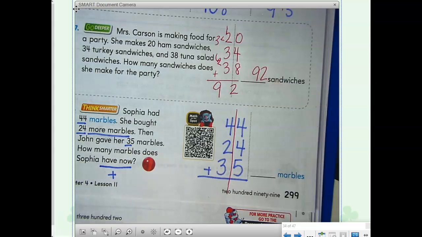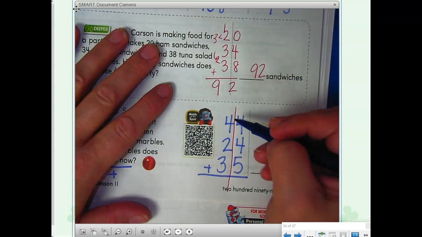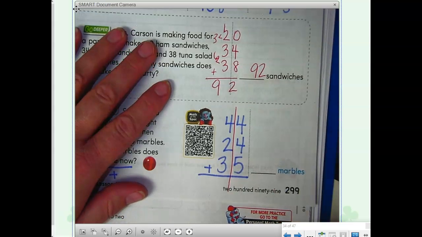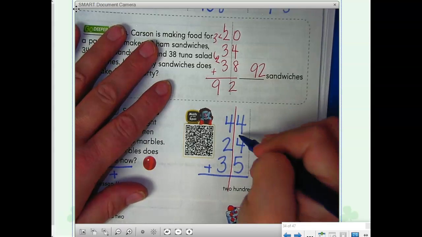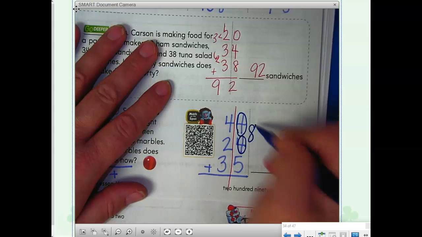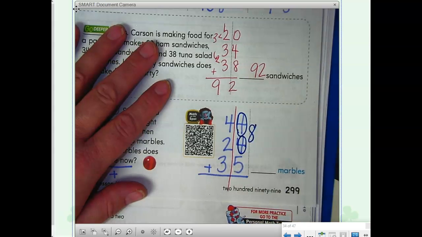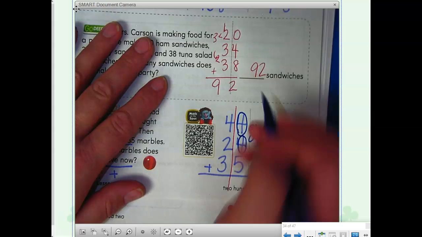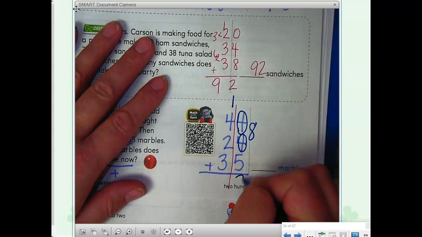Now, let's add. 4 plus 4 plus 5. Do you see something quick we can add? All right, we can add a doubles fact. That's 8. Now 8 plus 5. 13, that's 1 ten and 3 ones.